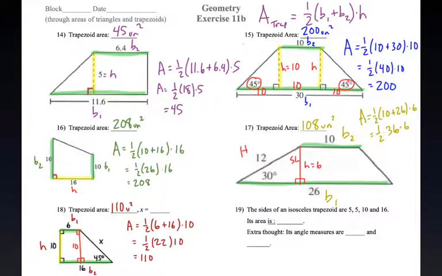Whenever we see two right angles, we can always turn it into a rectangle and a right triangle. That ends up, the 10 comes over to the right, 10 and 10, and then this is a 45, 45, 90 triangle. 10 times the square root of 2 is what x is equal to.